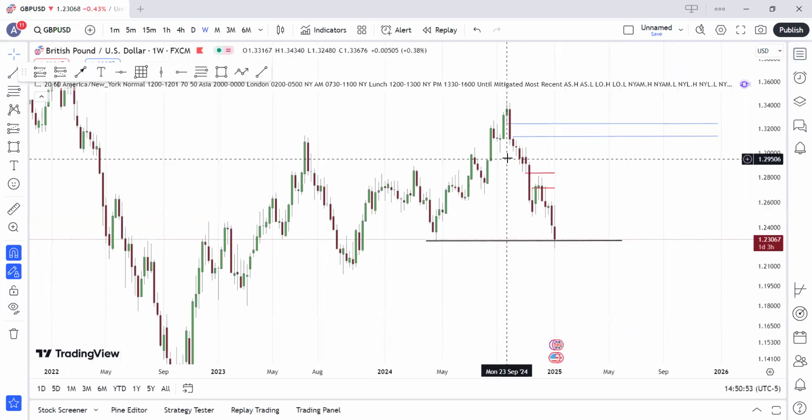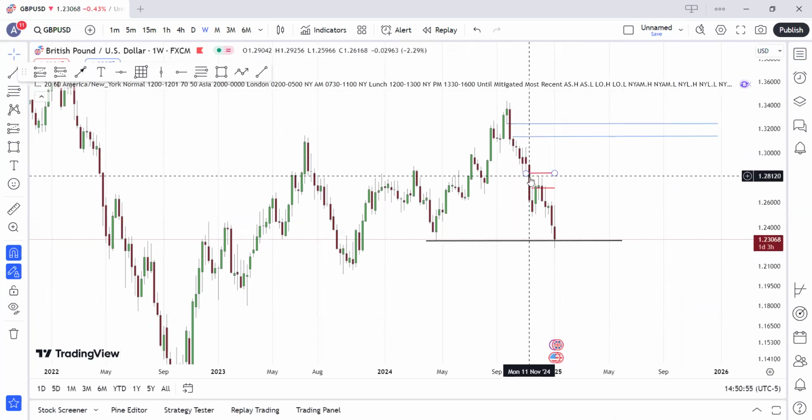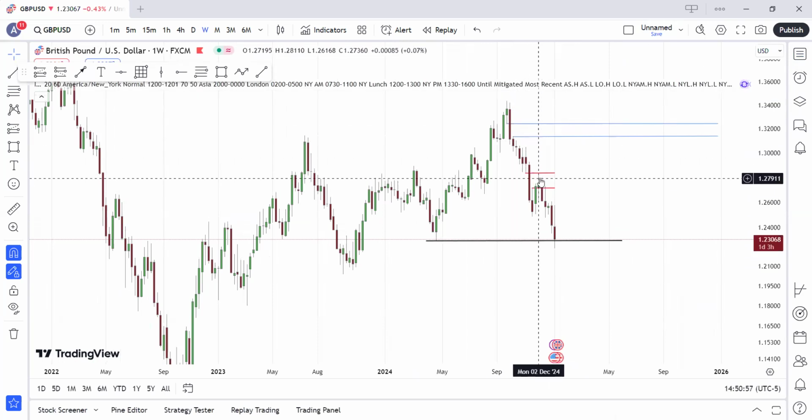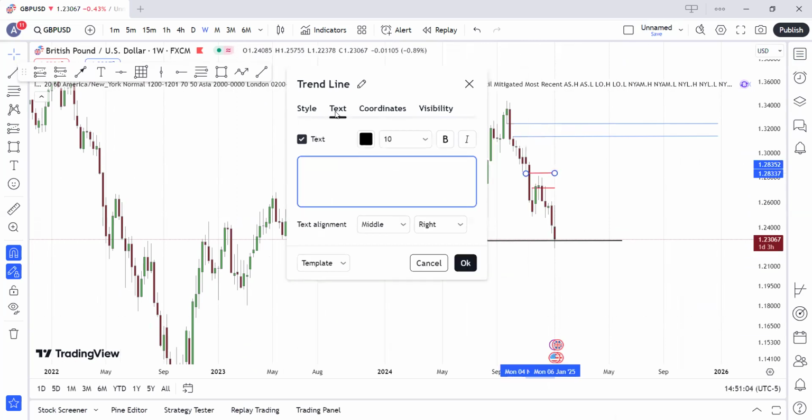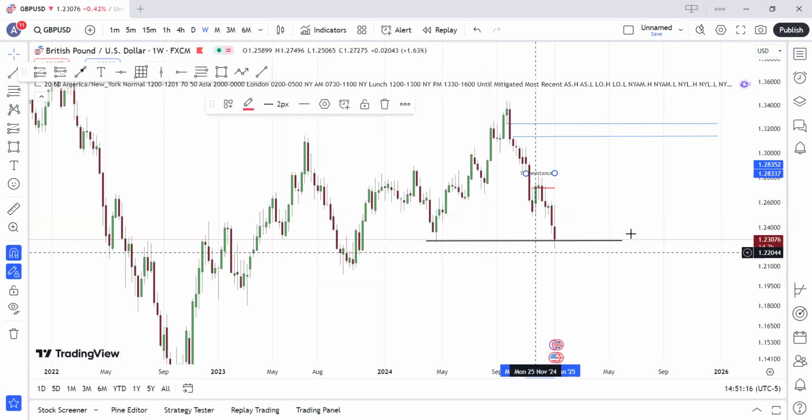So, weekly time frame, we entered a resistance area. Let me just quickly type that resistance area. So we're on the weekly, right?